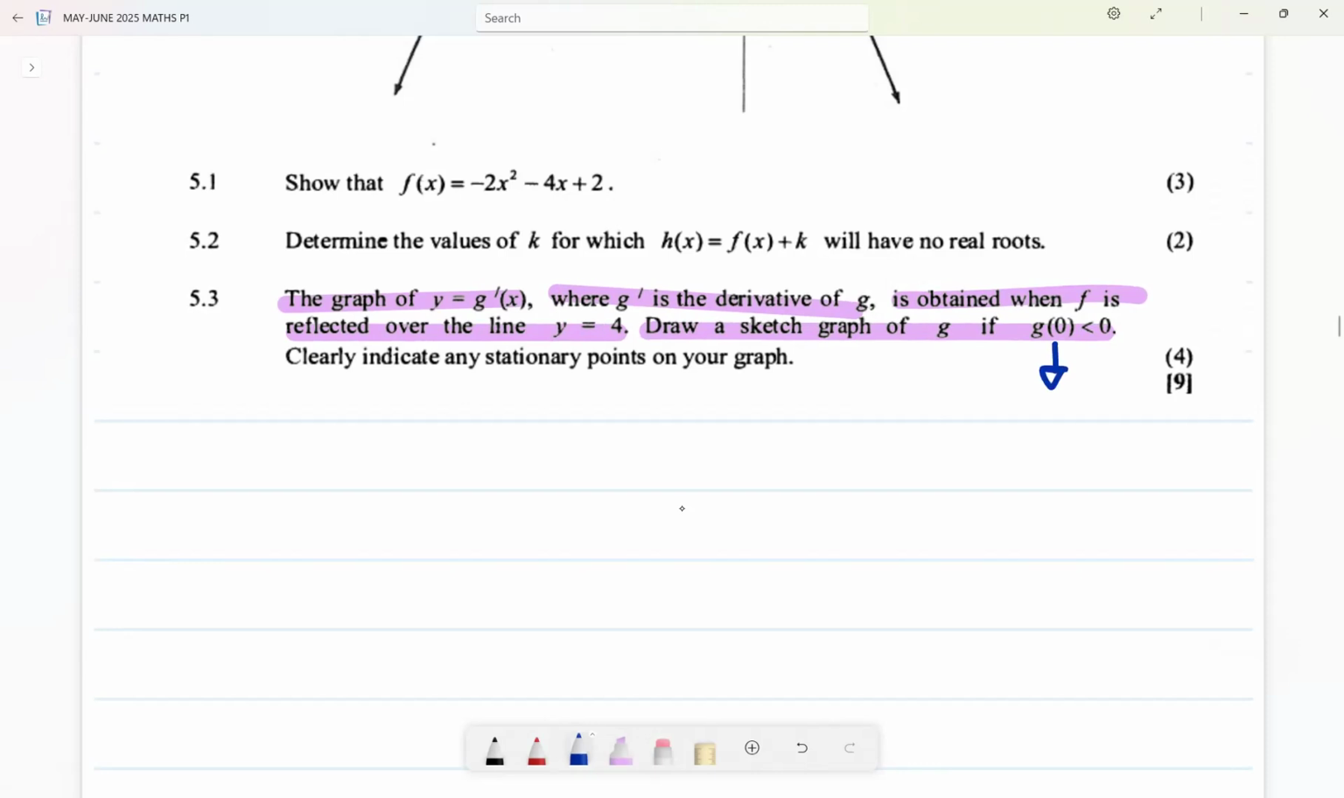It means now, remember g of 0, it is the y-intercept. How do I know? It is y when x is equal to 0. So the y-intercept should be negative, less than 0, okay? Clearly indicate any stationary point on your graph, if we have.